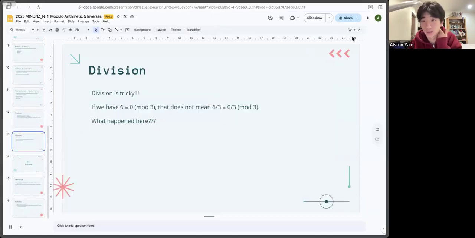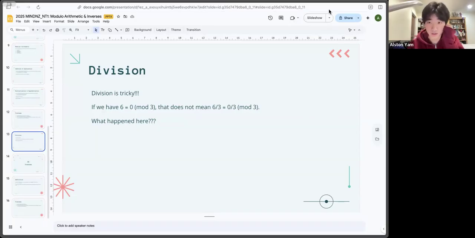Okay, let's move on to our last bit of stuff, which is division under mod arithmetic. Division is actually tricky because you can't always do division in mod, right? Whereas before, we can just add numbers, subtract numbers, multiply numbers, raise numbers with an exponent. We can always do that.